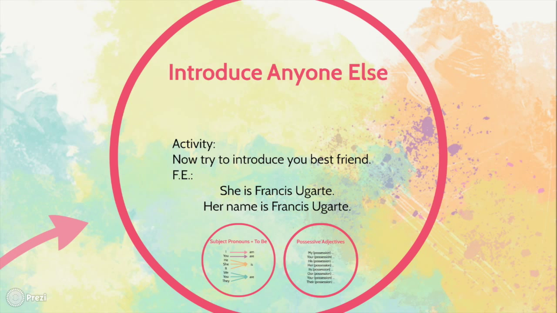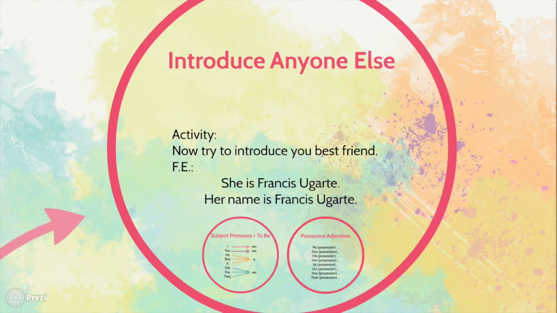Introduce anyone else. Activity. Now try to introduce your best friend. Actividad. Ahora trata de presentar a tu mejor amigo. Escribe las dos oraciones en tu cuaderno. For example, she is Frances Ugarte. Her name is Frances Ugarte. Press pause and do the activity in your notebook. Presiona pausa y realiza la actividad en tu cuaderno.